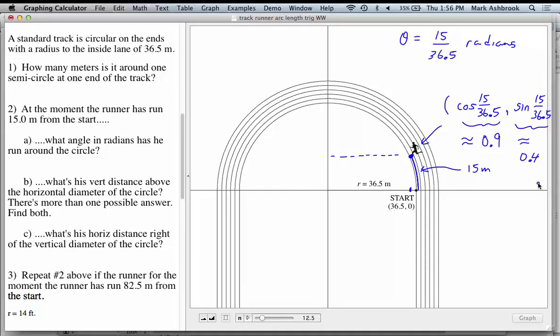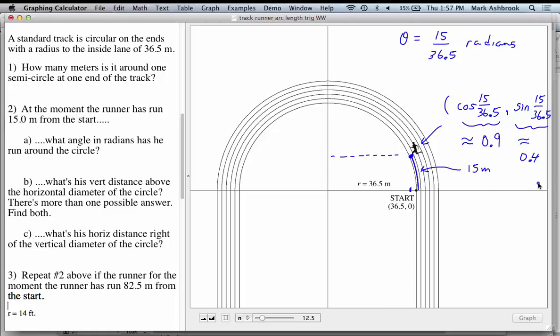Okay, so we got these coordinates, 0.9, 0.4. Any comments? Are these the runner's coordinates? Alex? Right now we have them in measurements of radius lengths. Or if we actually want that coordinate, wouldn't we have to take into account the fact that the radius is 36.5 meters? Okay. So you would have to multiply your cosine and your sine by that radius length.